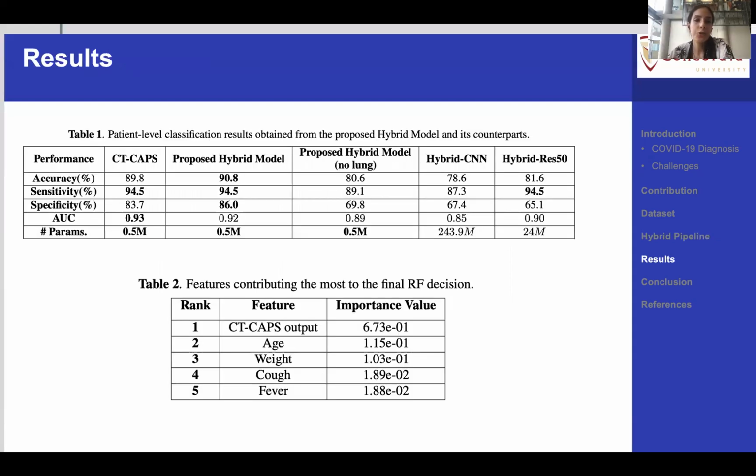The first table here shows the results we got from the proposed hybrid model, which shows it can outperform the previously proposed CT-CAPS in terms of accuracy, sensitivity, and specificity. It can also outperform a hybrid model that does not contain lung segmentation, a hybrid CNN, and a hybrid ResNet50. In table 2, we show the features that were most important and contributing the most to the final random forest classifier. These features are the output from CT-CAPS, age, weight, cough, and fever.